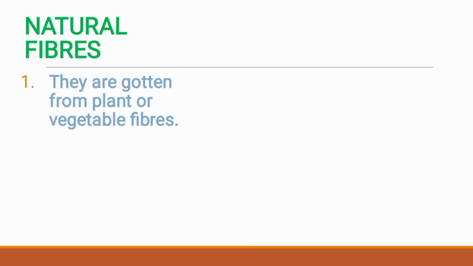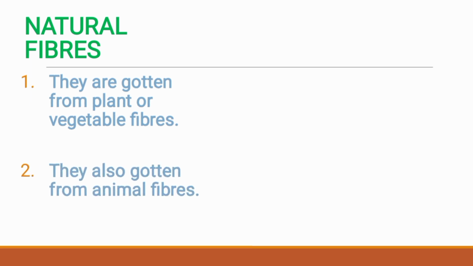Now let's go to natural fibers. What do we mean by natural fibers, or what are natural fibers? Natural fibers are fibers gotten from plants or vegetable matter. What did I say natural fibers are? They are fibers gotten from plants or vegetable matter. They are also gotten from animals. So natural fibers are gotten from two sources: the plant source and the animal source.